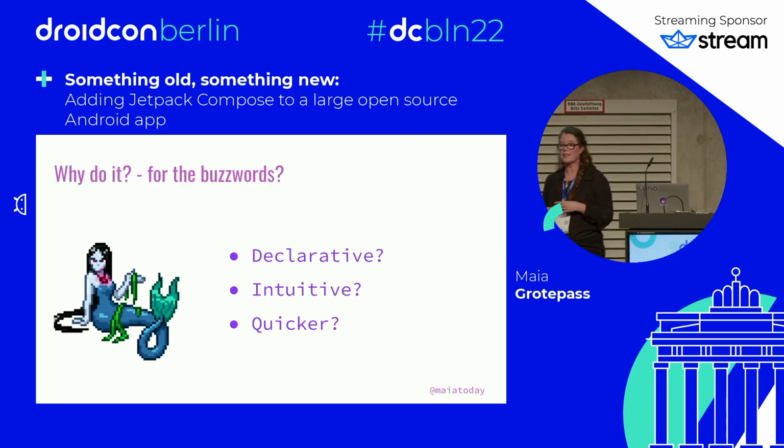So the question is, should you put Compose in your app, or why would you put Compose into your app? Would you do it for the buzzwords, right? Declarative, intuitive, quicker. We don't know. Those are just like buzzwords. I wouldn't be able to say if it's going to be quicker or if it's going to be intuitive. And declarative sounds nice, but in practice, I don't know yet if that's going to be a good idea to put Compose into your app.